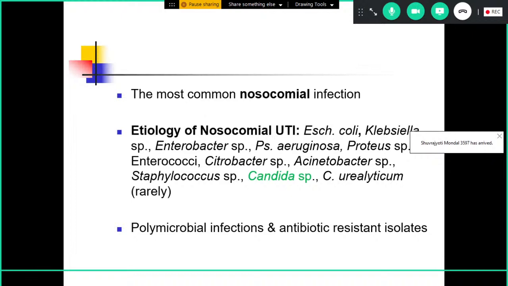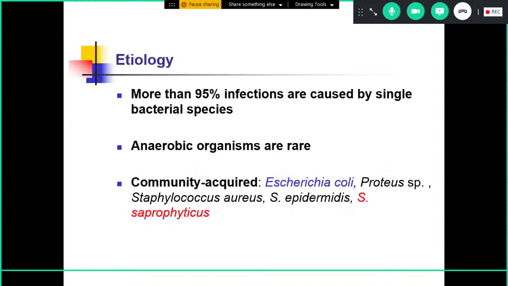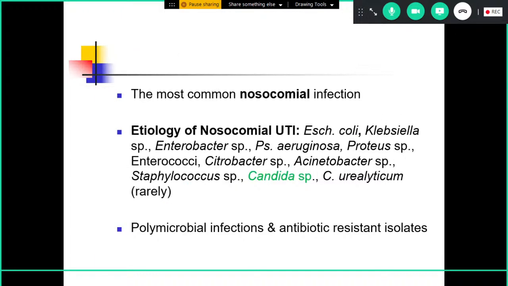The etiology of nosocomial UTI includes predominantly gram-negative bacteria like E. coli, Klebsiella, Enterobacter, Pseudomonas, Proteus, Citrobacter, Acinetobacter, and we also have the others like Enterococcus, Staphylococcus, Candida, Corynebacterium urealyticum, rarely.